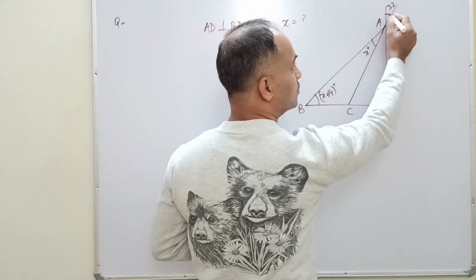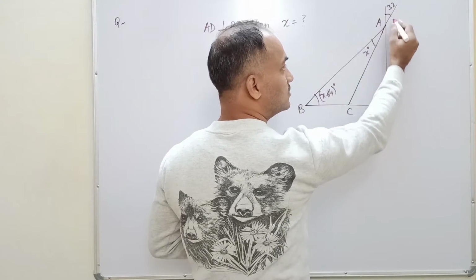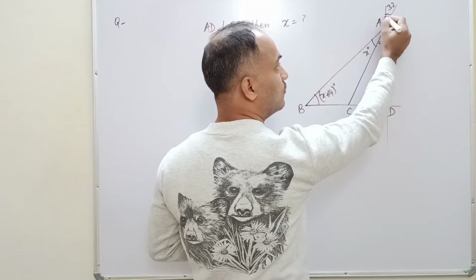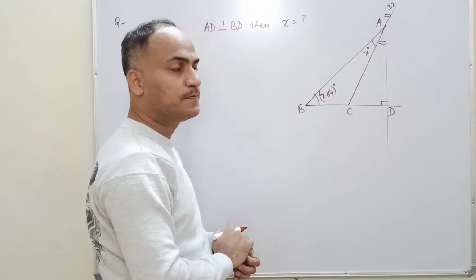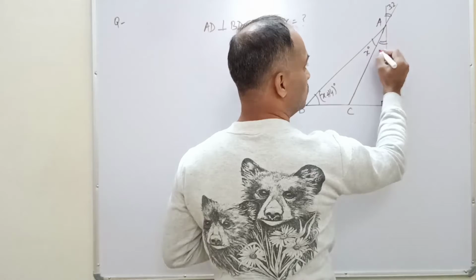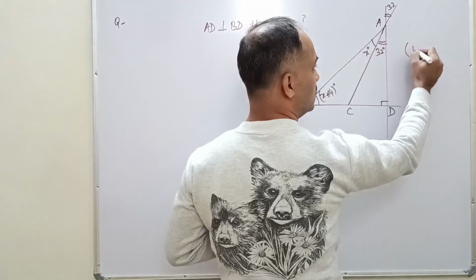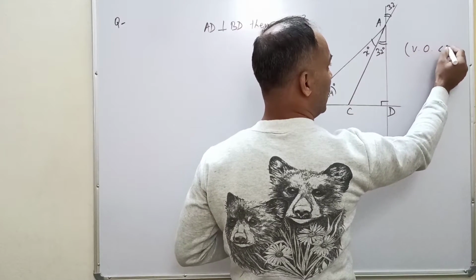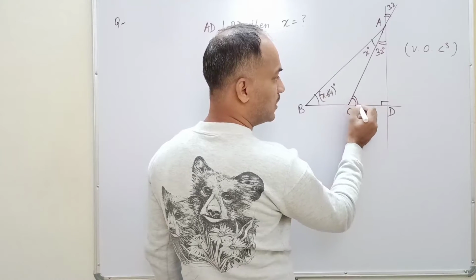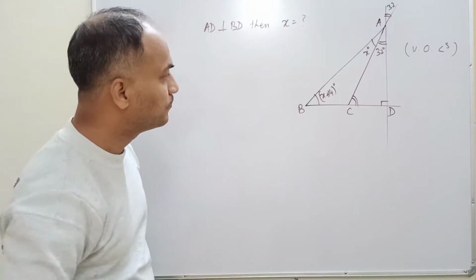See, 32 is also given to us. So here we see this angle is what? Vertically opposite angle. Fine. So if this is 32, this is also 32. So what is the reason? Vertically opposite angles. So obviously this angle we can find very easily.